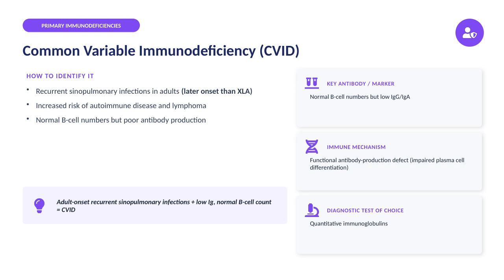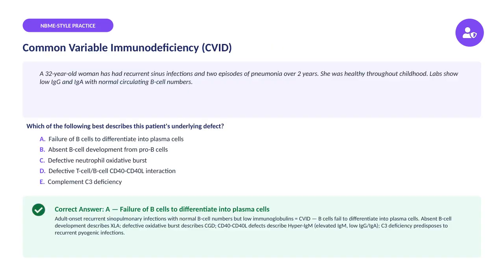When diagnosing CVID, measuring quantitative immunoglobulins is key, since patients will show low levels of immunoglobulins despite a normal count of B cells. This combination of recurrent infections, low immunoglobulin levels, and normal B cell numbers points strongly towards CVID. This patient's history of recurrent sinus infections and pneumonia over 2 years, combined with low IgG and IgA levels but normal B cell numbers, points towards common variable immunodeficiency, or CVID.